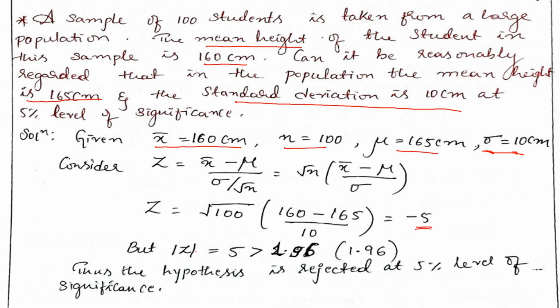I have told you that we will consider mod z. So mod z will be equal to 5, which is greater than 1.96. This value is 1.96. As it is greater than 1.96, we can tell that the hypothesis is rejected at 5% level of significance. So these are all the four categories you require to study and be thorough with this type of problems. Definitely in both the choice, one problem will be compulsory of these types.